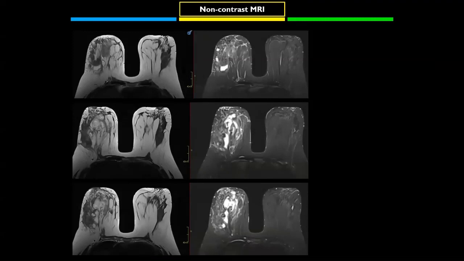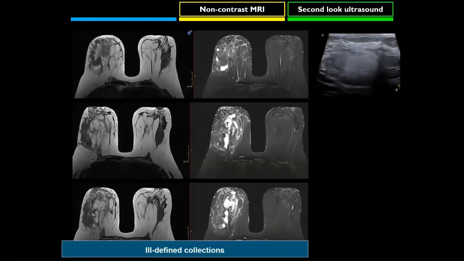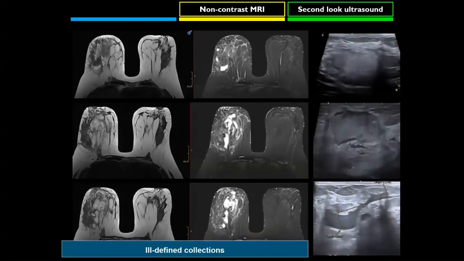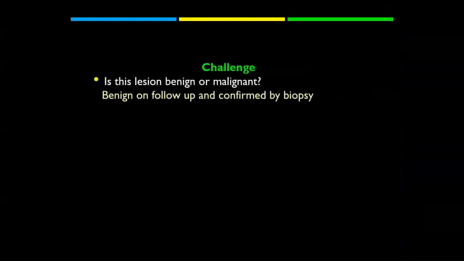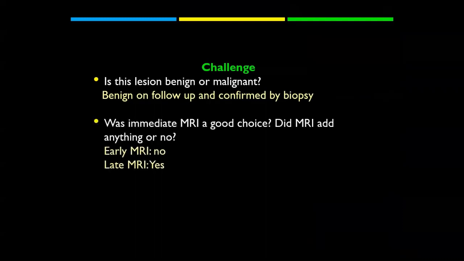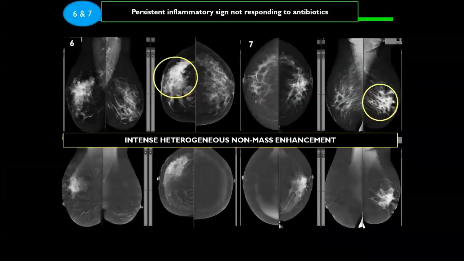We did a second look ultrasound at this stage, and actually there were multiple abscess cavities within her breast, and she was followed up, and with time the abscess cavities resolved with repeated aspirations and antibiotic therapy. So the challenge in this case: is this benign or malignant? It is benign, but this was only based on the follow-up and confirmed by the biopsy. An immediate MRI was not a good choice. A delayed MRI showed that this was a simple benign inflammatory process, even without the contrast injection. And actually, PEM did not add anything. It added more to the dilemma of diagnosis.